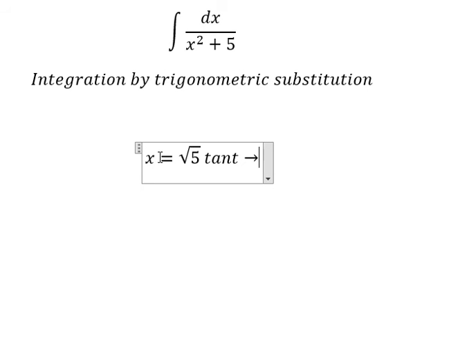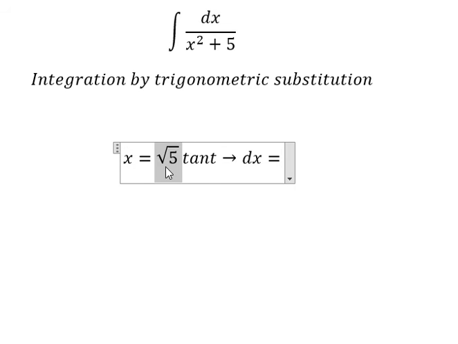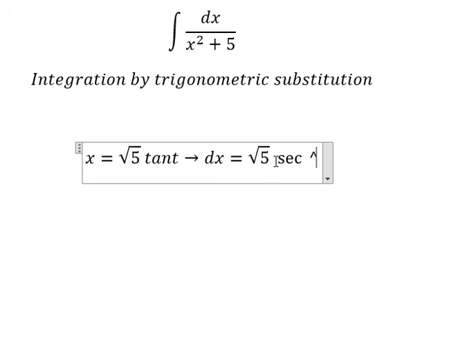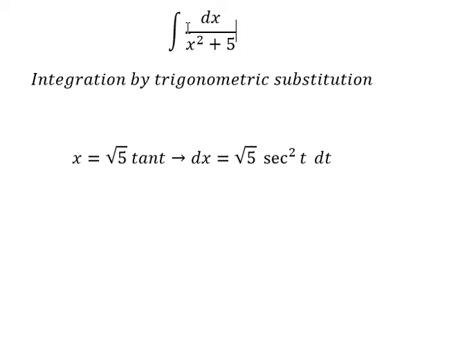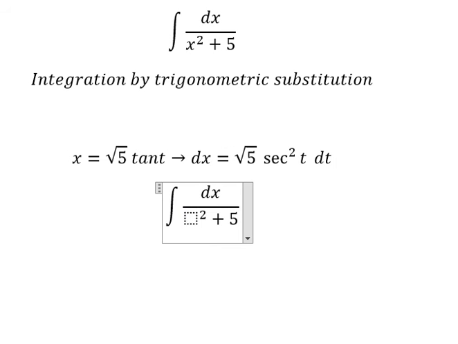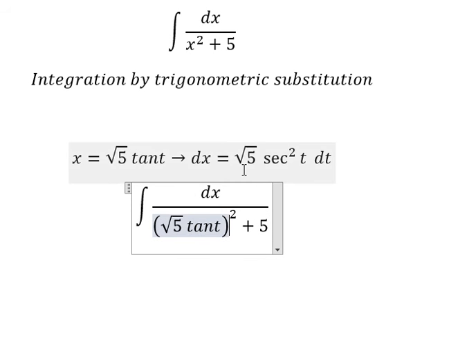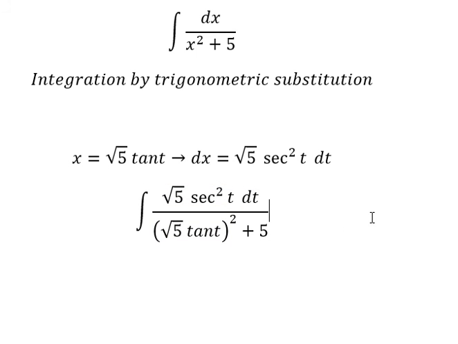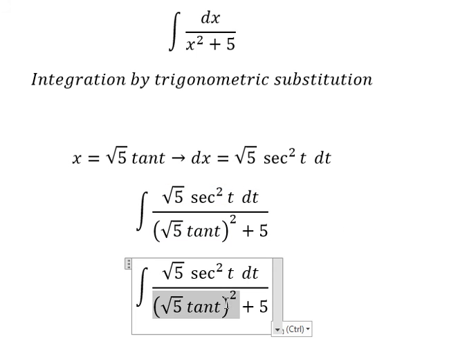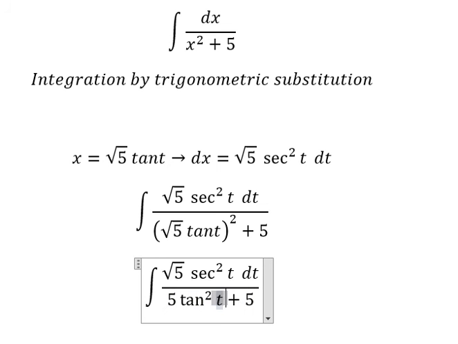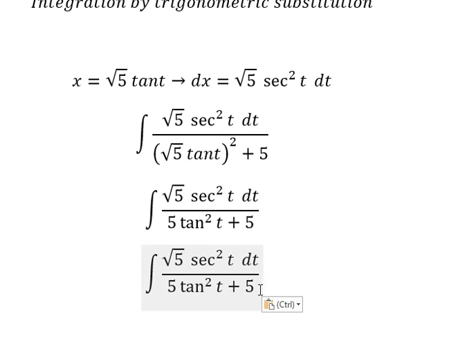Next, we need to take the first derivative of both sides, and you get the square root of 5 secant of t squared dt. So I will put this one in here. The s we change by this one. This one we have 5 tan t squared. Number 5, we can do factorization.